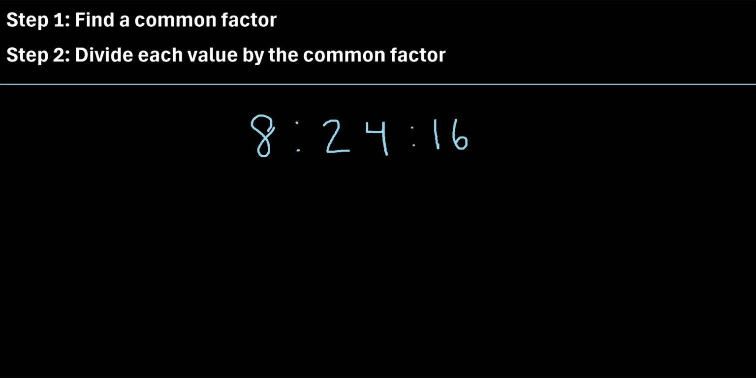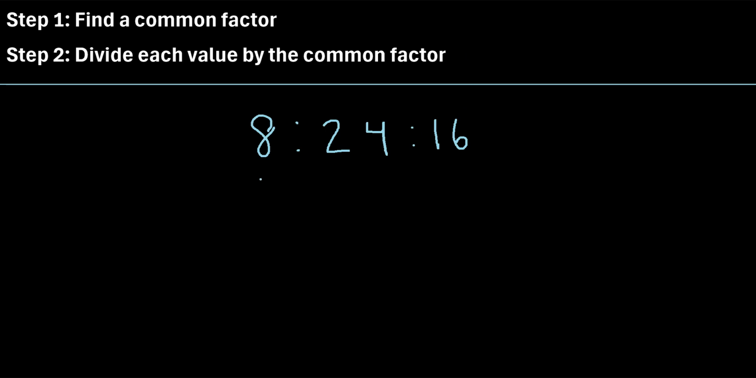In this video, we will talk about how to simplify three ratios. So here's the two-step process that you can use to simplify three ratios. Step one is find a common factor between each of the values, and step two is divide each value by the common factor. So I have three examples for us to work through here.